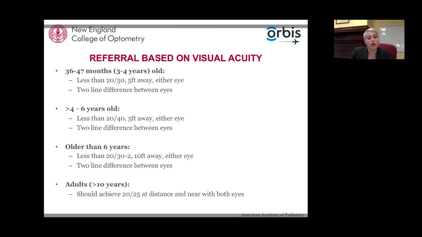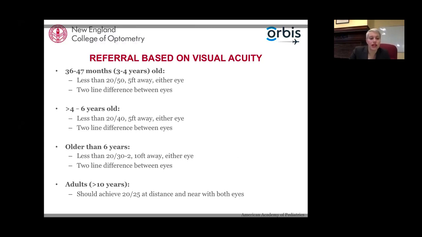But in 3 to 4 year olds, you're looking for about 20/50. If they're getting less than 20/50 at 5 feet away, or if they have a 2-line difference between the two eyes, then we want to start thinking about referring that child off. We go up a line if they get less than 20/40, so we're improving by a line at that 5 foot mark. And then older kids, we should be expecting them to get about 20/30 minus 2 or so, or 20/30 at about 10 feet away. So we can also afford to start moving back a little bit with those 6-year-olds.